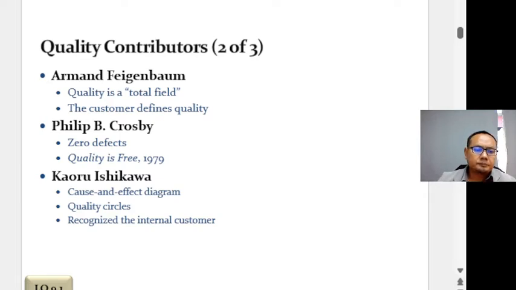And then next you can see Kaoru Ishikawa. The late Japanese expert on quality was strongly influenced by both Deming and Juran. Although he made significant contributions of his own to quality management, among his key contributions were the development of the cause and effect diagram, also known as the fishbone diagram, for problem solving, and the implementation of quality circles, which involve workers in quality improvement. He was the first quality expert to call attention to the internal customer, the next person in the process, and the next operation within the organization.